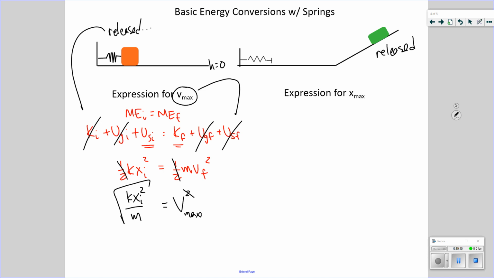If you wanted, we could say that V max is X initial times the square root of K over M. It's okay to pull out something that's multiplied by other stuff inside a radical. So that's a statement for V max. Don't memorize that. That would be a waste of your time.